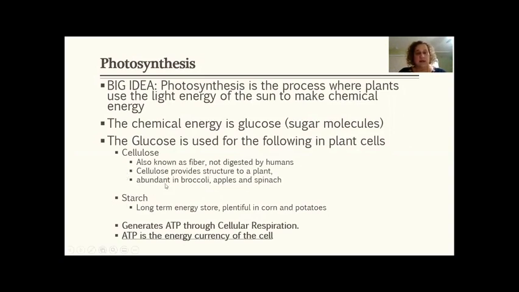The second molecule that glucose is used to synthesize is starch. Starch is for long-term energy storage. We're familiar with it in vegetables such as corn and potatoes. And the third and very important thing, I won't say the most important thing, but it's important for humans as well as plants. The third thing glucose is used to do is it actually goes through a process called cellular respiration, and ATP is made. Okay, why is ATP important?